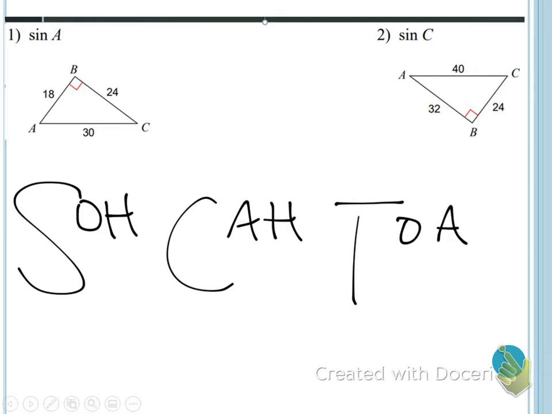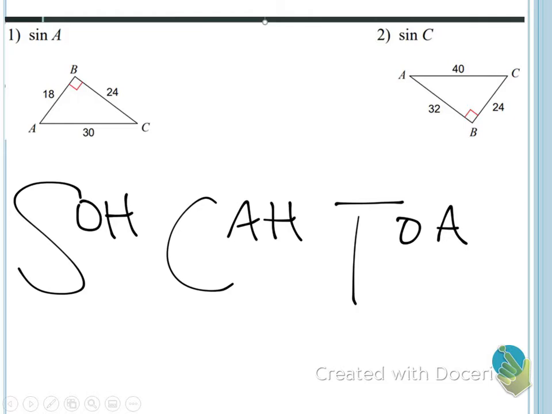What does S stand for? Sine, and O is opposite over hypotenuse. Cosine, dang it. C stands for cosine, which is adjacent over hypotenuse. T stands for tangent, which is opposite over adjacent.